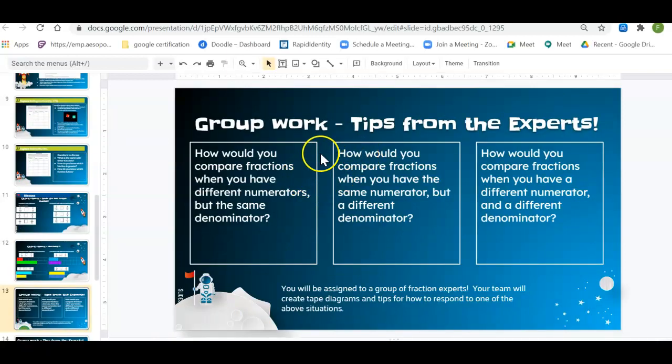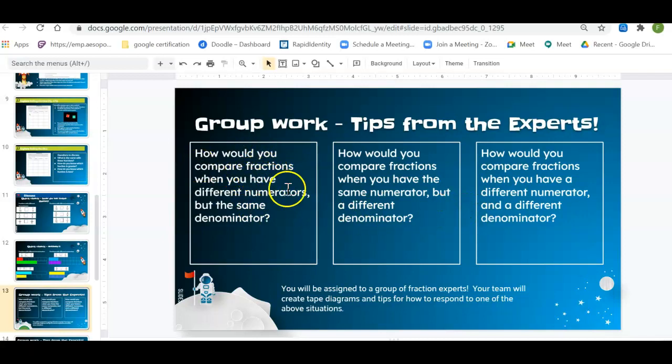Okay, so for this next part, it says group work tips from the experts. If you're working from home, you're not attending our live lesson, guys, what I want you to do is look at these questions, and I want you to go ahead and answer them. You can do it, answer in your notebook. So answer these in your notebook.